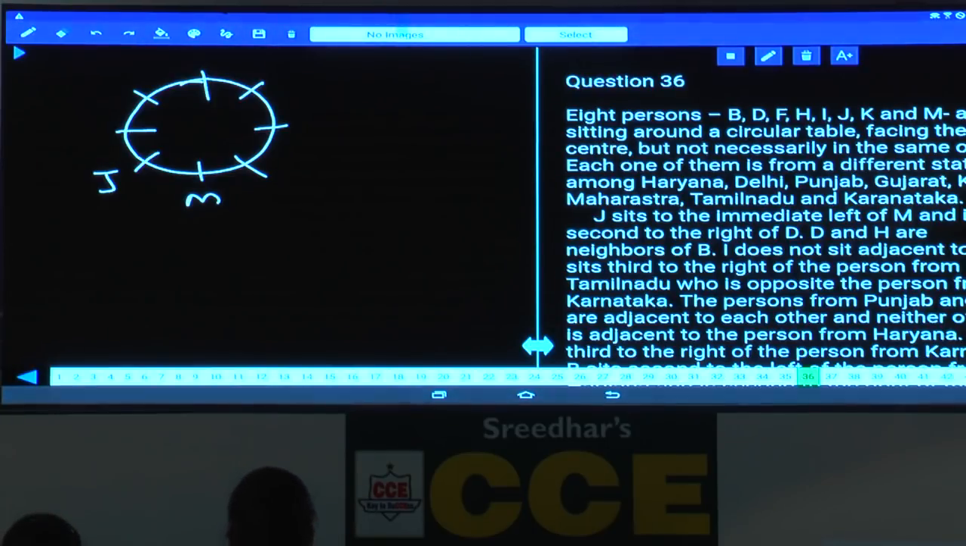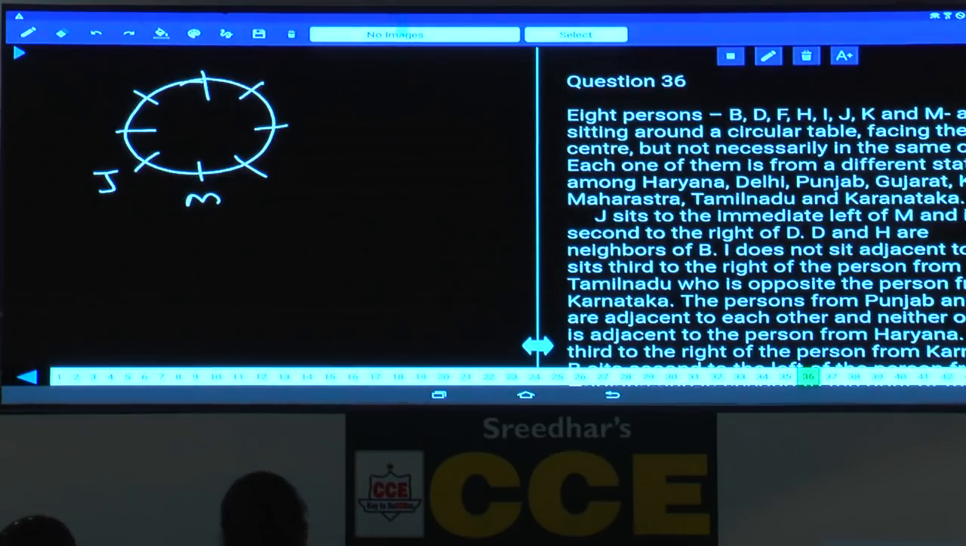And E is seated second to the right of D. And who is seated second to the right of D? J is seated second to the right of D, hence D here is also fixed. And D and H are immediate neighbors of B. As D and H are immediate neighbors of B, then B will be here and H will be here. Then who are the persons left over here?